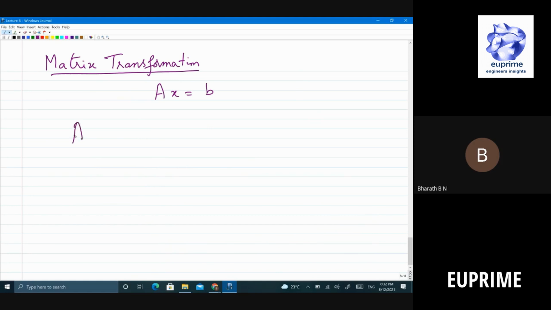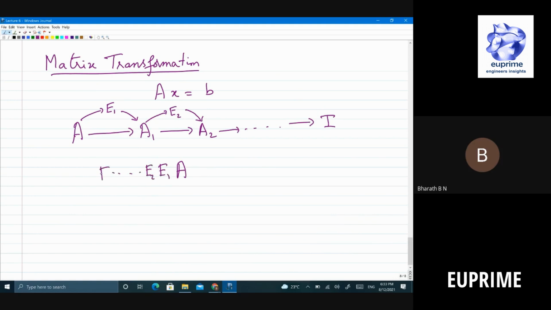Suppose I take this A and I do some transformation to get A1, and I do some transformation to get A2, and so on, and finally I get a matrix called identity. I hope everyone knows what the identity matrix is: diagonals being 1 and off-diagonals 0. So how do you get A1 from A? Let's say I pre-multiply A by E1 to get A1. If I pre-multiply by E2 to get A2, and so on, and finally I get I. So mathematically, I take A, multiply by E1, multiply by E2, and so on, up to Em, and I'll get identity, right?